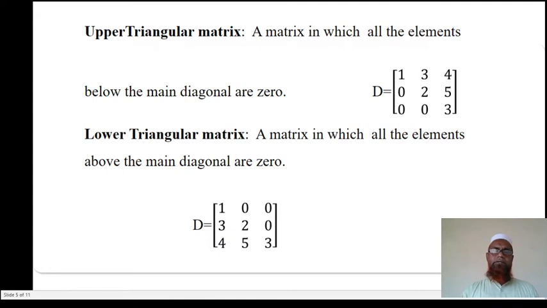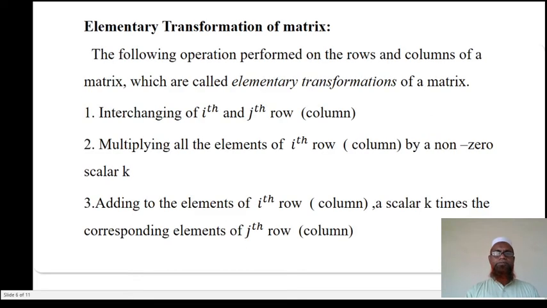Lower triangular matrix: a matrix in which all the elements above the main diagonal are 0. So D equal to 1 0 0, 3 2 0, 4 5 3. Here also 1, 2, 3 constitute the main diagonal, and all the elements above the diagonal are 0.